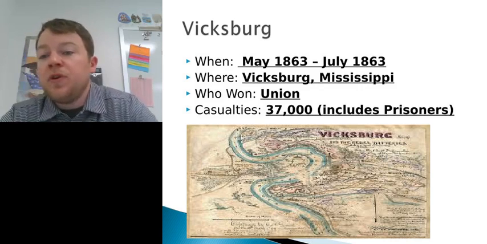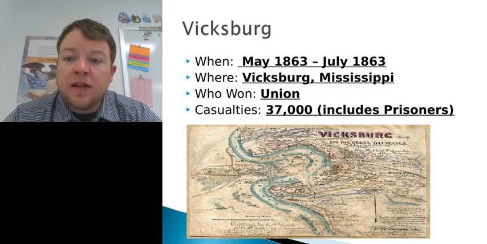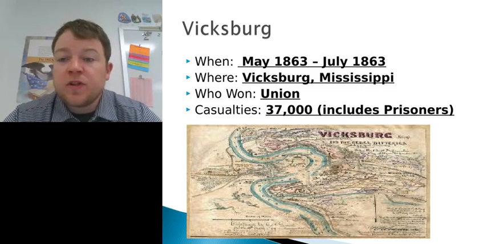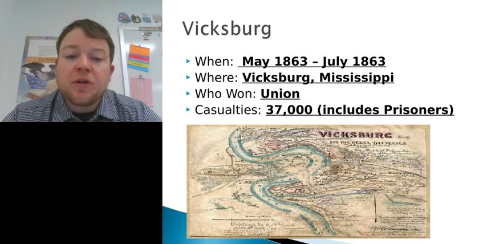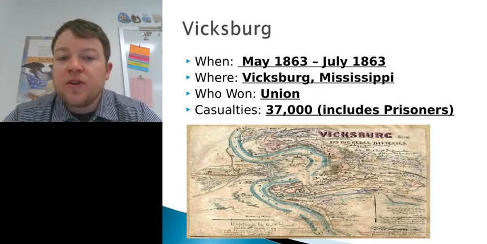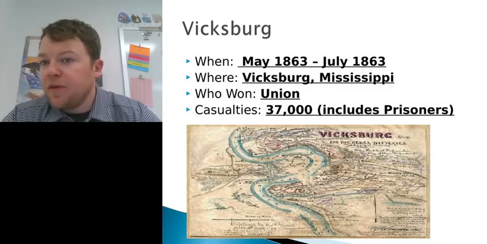Basically Texas, Arkansas, and Louisiana are no longer participating in the Civil War because you can't get troops across the river because it's controlled by the Union. You can't get troops over using the ocean because of the Union blockade there as well. There's going to be 37,000 casualties during this couple-month siege, and that list is going to include prisoners. Prisoners of war were often counted as casualties because they weren't able to fight.